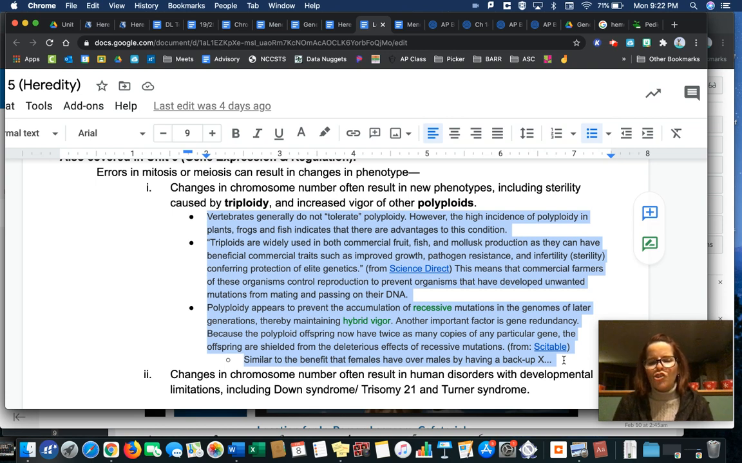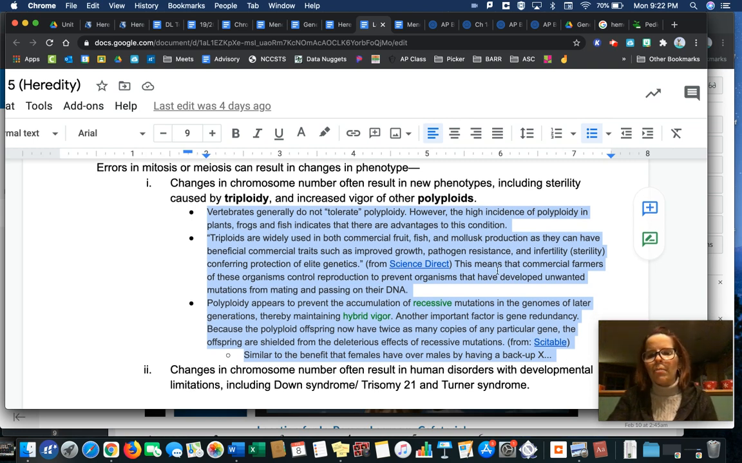Another important factor is gene redundancy. Because the polyploid offspring now have twice as many copies of any particular gene, the offspring are shielded from the deleterious effects of recessive mutations, similar to the benefit that females have over males by having a backup X.